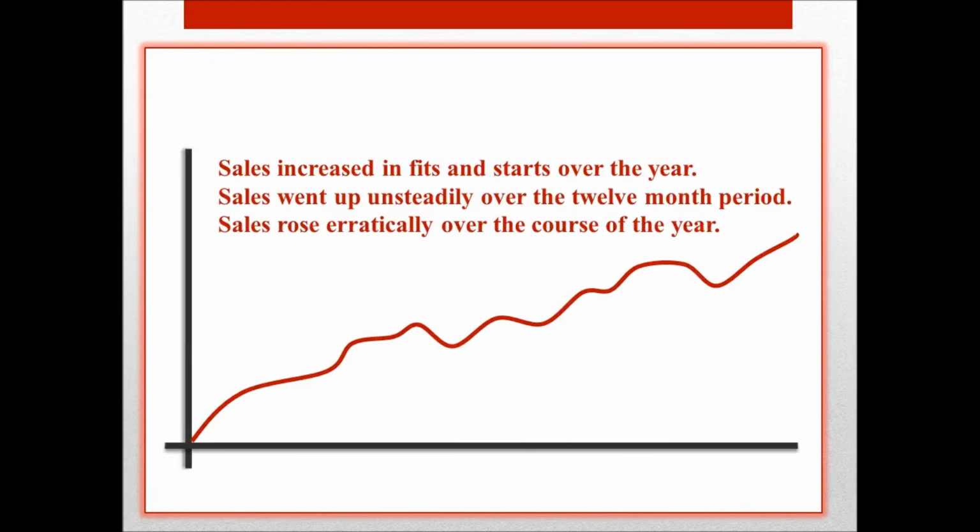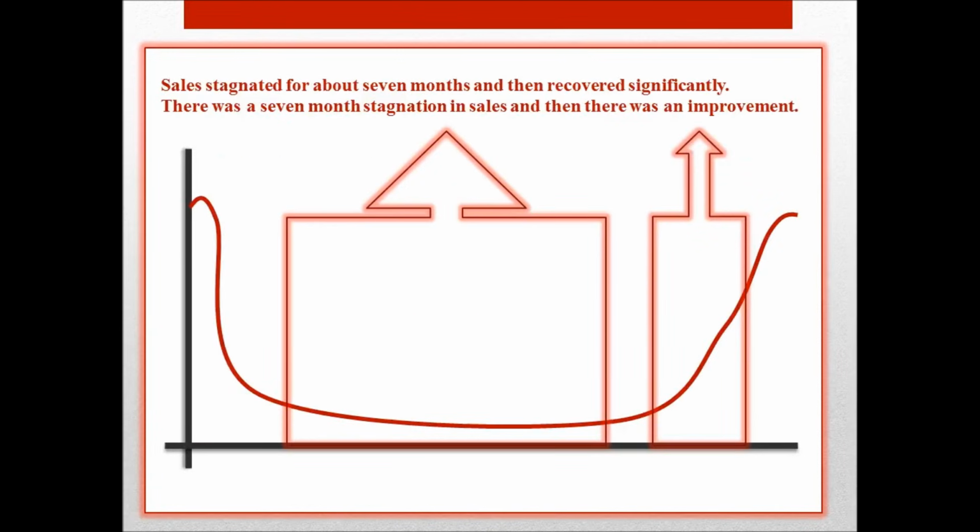Sales went up unsteadily over the 12-month period. Sales rose erratically over the course of the year. Sales stagnated for about 7 months and then recovered significantly. There was a 7-month stagnation in sales and then there was an improvement.